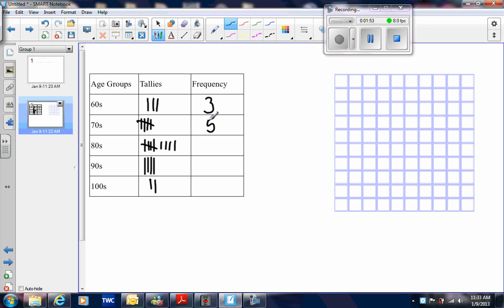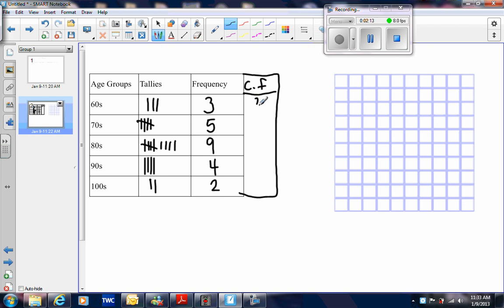All right, so this frequency area of the table would be for how many times that happened. So I had a 3 here, a 5 here, a 9, a 4, and a 2. Now again, if I was going to have a cumulative frequency graph, there would be one more column right here. And it would just keep track of how many people I've talked to so far. So this would be cumulative frequency.